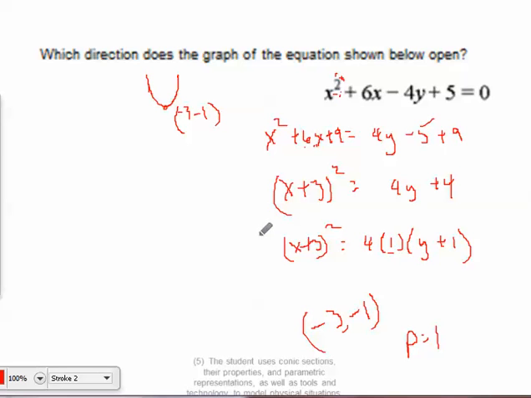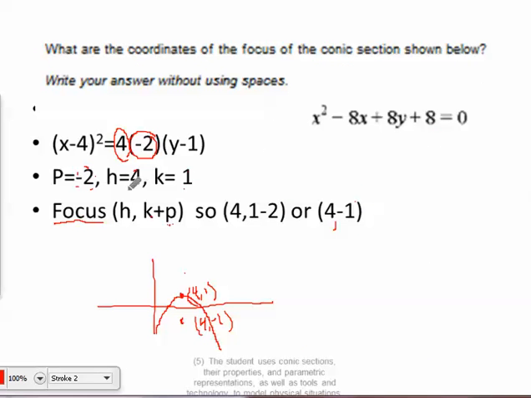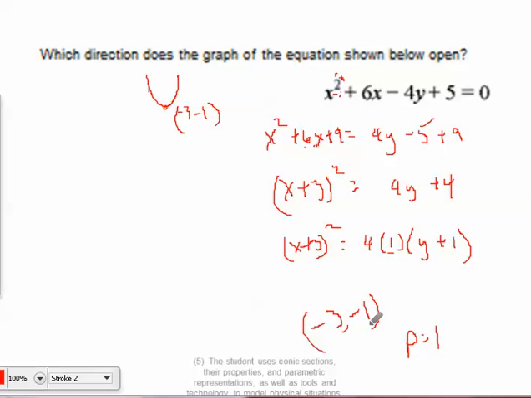I can find the focus here, right? How did I find that focus? That meant I had to use this p value, right? And I take the k value and add it onto it. So my focus is going to be at minus 3, and I'm going to add 1 onto that, minus 3, 0. Cool?